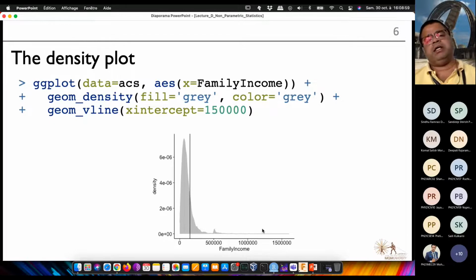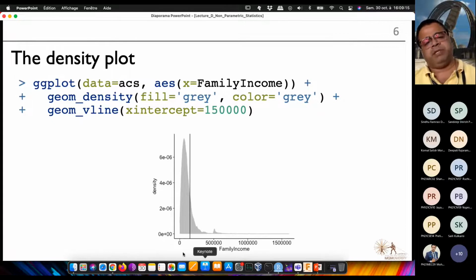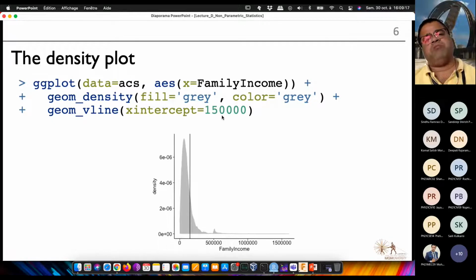This is what it creates. This is a simplified version of the histogram only. Okay, it is a slightly smoothened version of the histogram. It just looks beautiful, nothing else. Okay, and then what do I have to do? At the x-intercept, that means at x equal to 150,000, I am going to draw a vertical line. That is all I have to do. So this is what I have done.